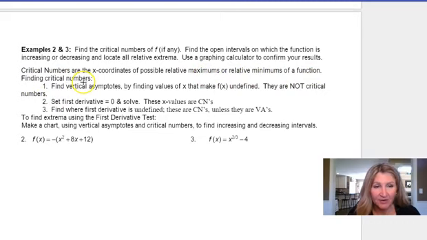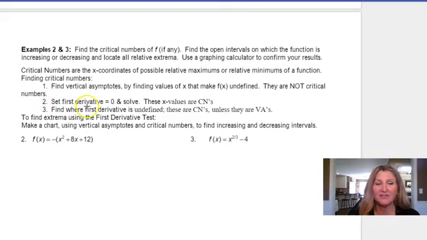To find critical numbers, the first thing we always want to do is find vertical asymptotes. We do this by finding the values of x that make the function undefined. Vertical asymptotes are not going to be critical numbers. The reason is the function isn't even defined there, so it definitely can't be a high or low point if we don't even have the function there.